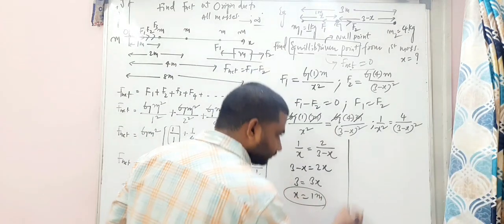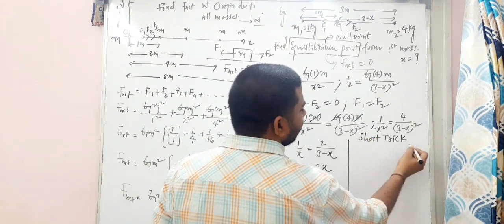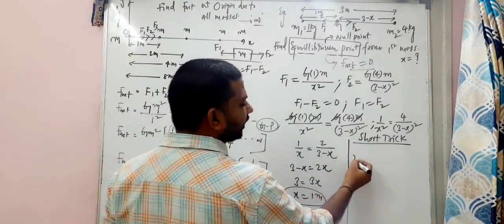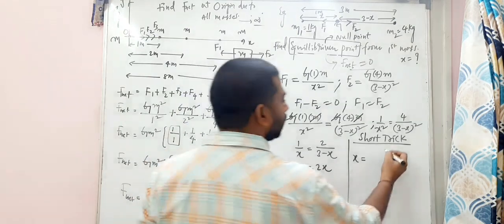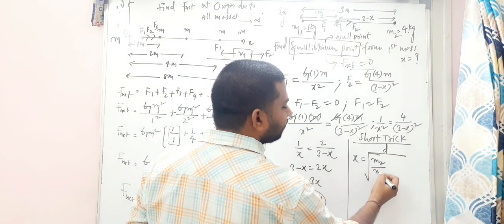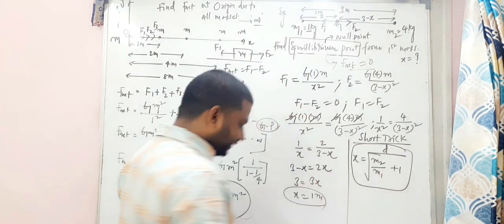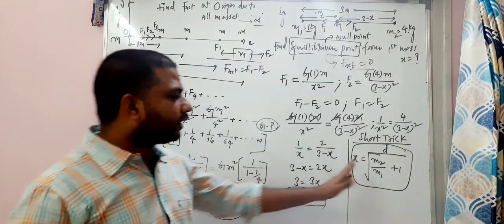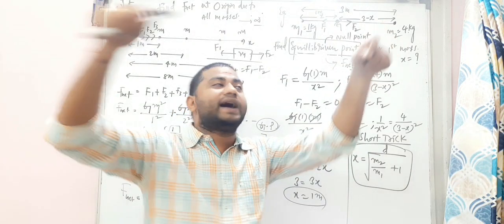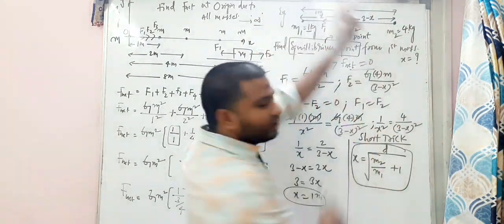So now there is a short trick to find the null point. So the short trick is x is equal to d by square root of m2 by m1 plus 1. Carefully observe it. X is the null point distance from the first mass. D is the initial distance between the two masses, here 3 meters.